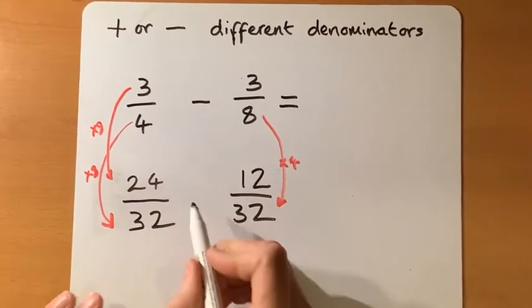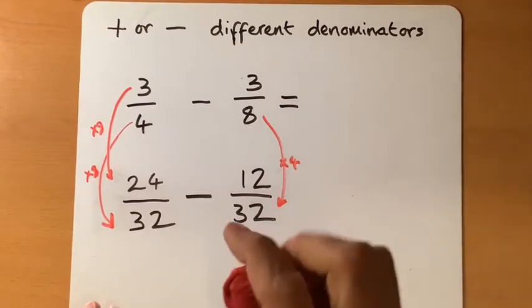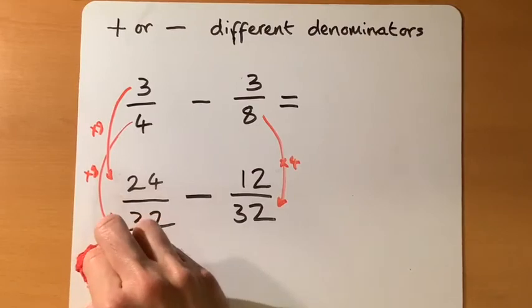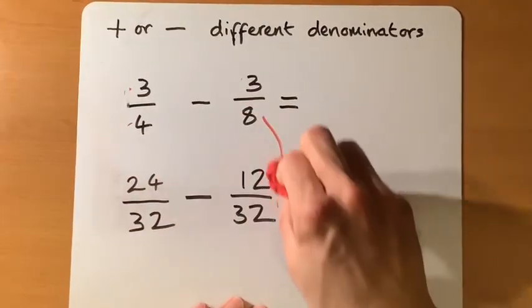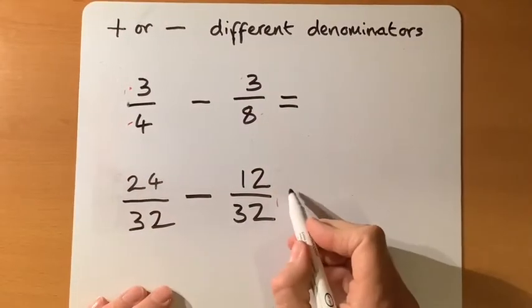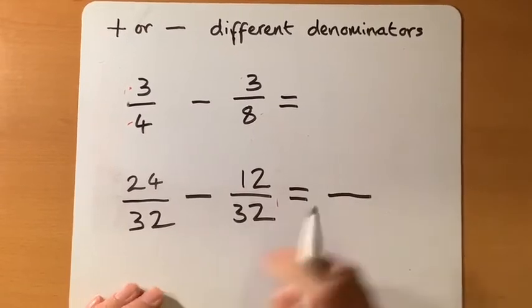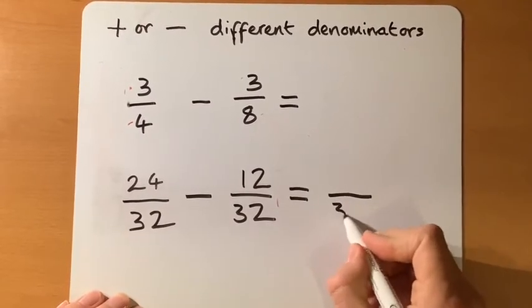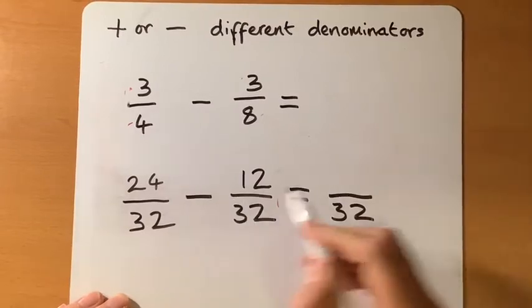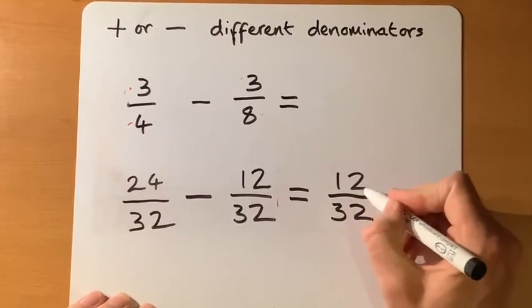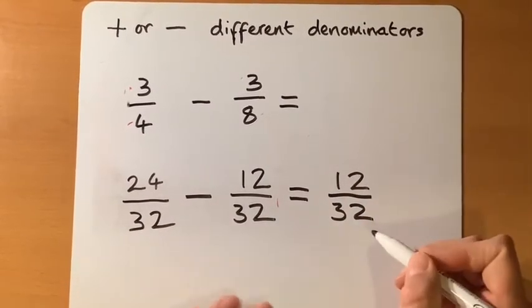So now, take away 12 32nds from 24 32nds. I'll just remove these. There we go. I know I'm dealing with 32nds, so my denominator will be that. 24 take away 12 is 12. So your answer is 12 over 32.